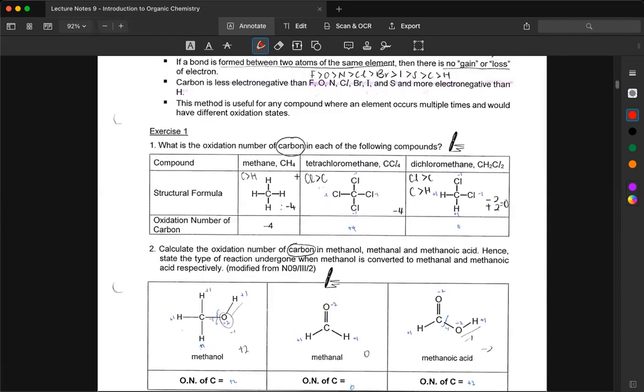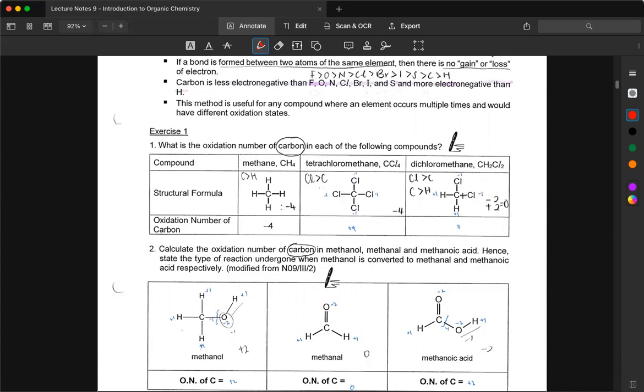Let's try this exercise. What is the oxidation number of carbon? Surrounding the central carbon, you have 4 hydrogens, and hydrogen will be +1, +1, +1, +1. So in order to balance that, carbon will be -4. In tetrafluoromethane, we have fluorine being the more electronegative atom. So you have -1, -1, -1, -1. Then carbon has no choice but to become +4. So carbon is quite flexible. It depends on the compound it is in.